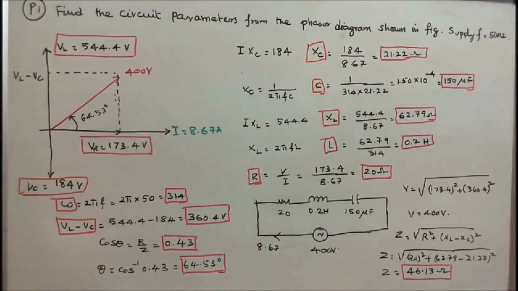I can find the cos theta, the power factor. Cos theta is equal to R by Z, 20 by 46.13, that is equal to 0.43. Theta is equal to cos inverse of 0.43, that is equal to 64.53 degrees.